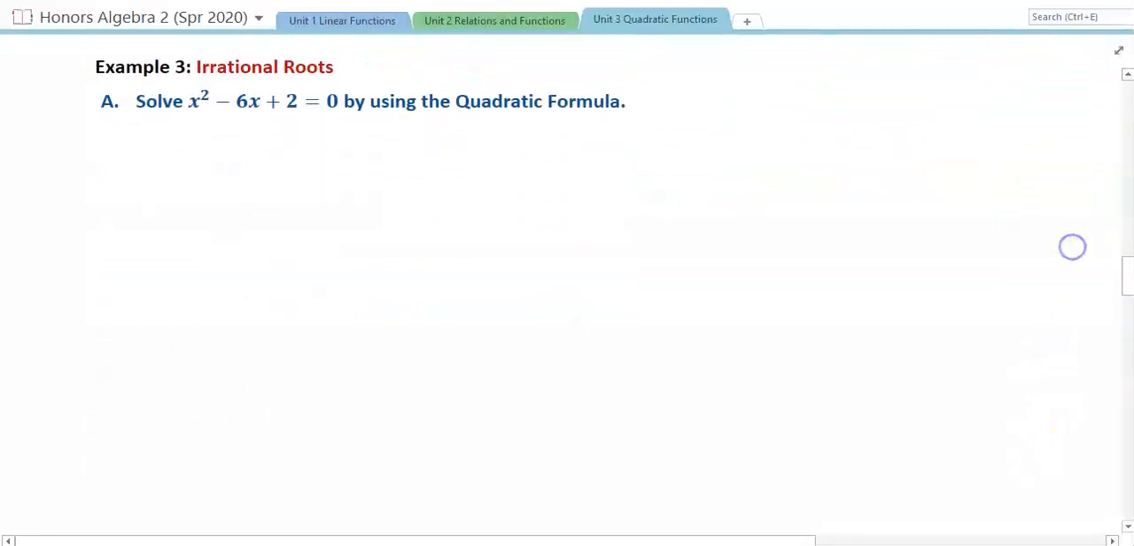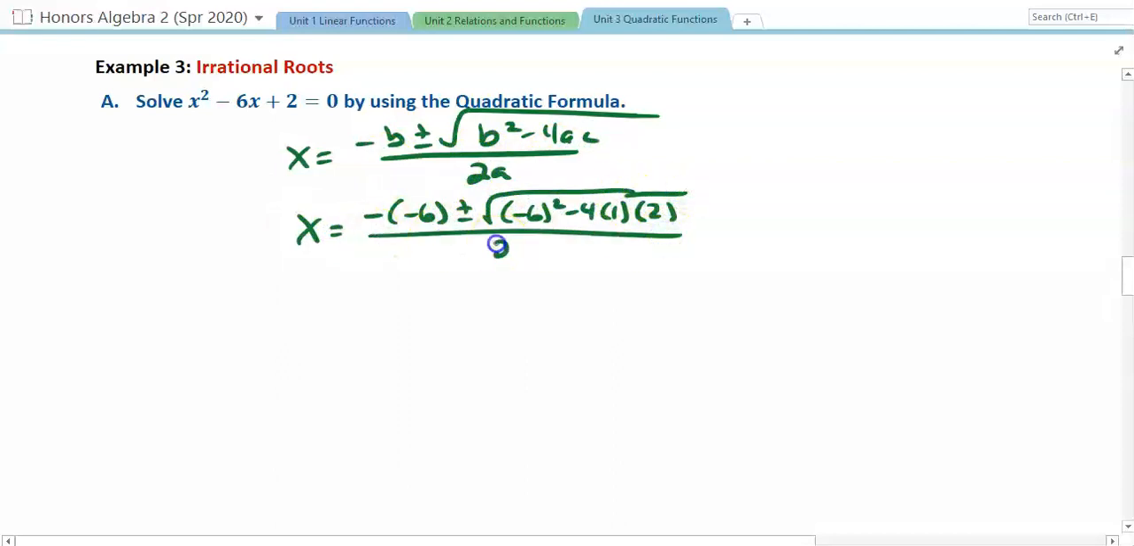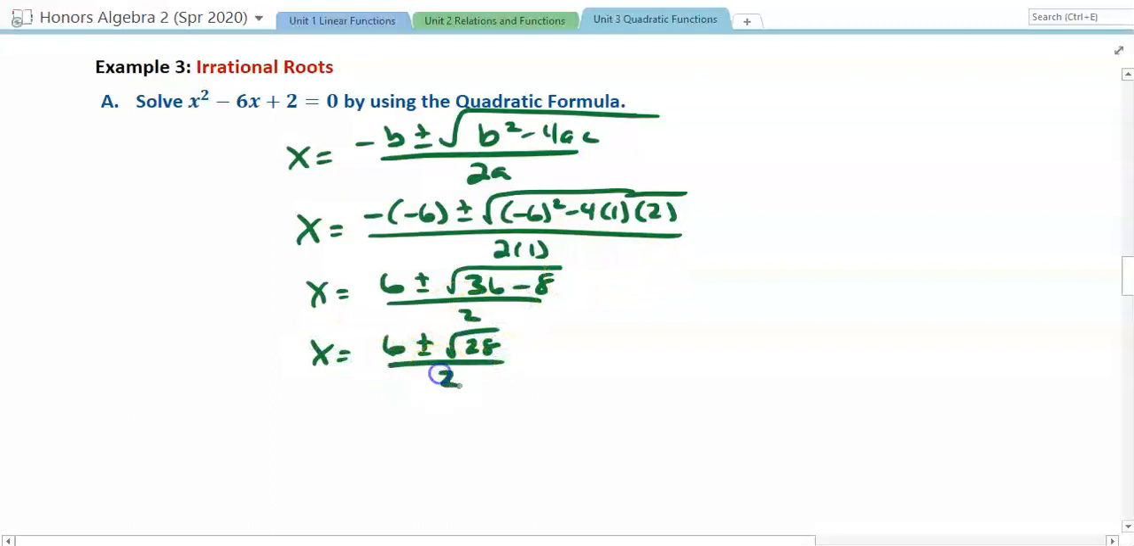And let's move on to irrational roots. And so, same thing here. X equals the opposite of b, plus or minus the square root of b squared minus 4ac all over 2a. X is equal to the opposite of negative 6, plus or minus the square root of negative 6 squared minus 4 times 1 times 2 all over 2 times 1. X equals 6 plus or minus the square root of 36 minus 8 all over 2. And so 36 minus 8 is 28. So 6 plus or minus the square root of 28 all over 2.